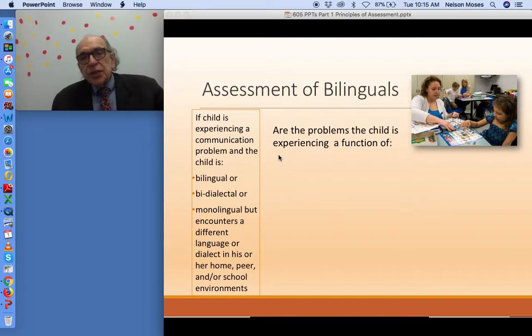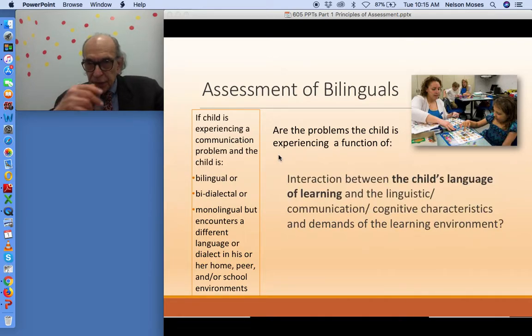then we ask the question, are the problems that the individual is experiencing a function of the interaction between the child's language of learning, or the individual's language of learning, or actually vocational work, and the linguistic, communication, and cognitive characteristics and demands of the learning environment?